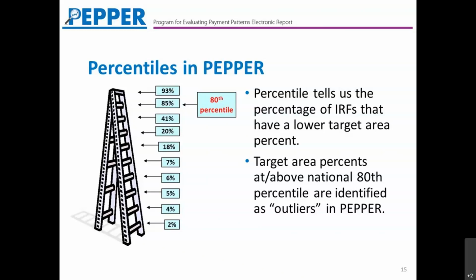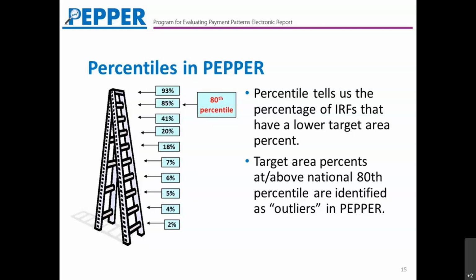The first step our team takes when we calculate your facility's percentile is to take all of these target area percents for a specific target area and a specific time period. We take the target area percents for all the facilities in the nation, and we sort them from highest to lowest, and that is what the ladder represents. You can see the percents listed from highest to lowest down the ladder. Next, we look at that list of percent outcomes, and we identify the point below which 80% of those outcomes fall. That point is identified as the 80th percentile. You can see it marked there on the ladder image.